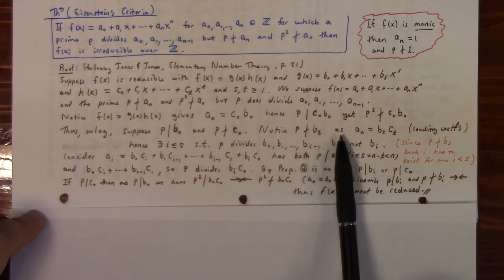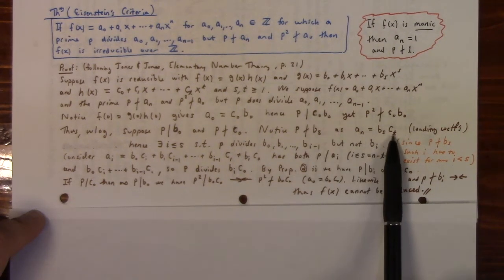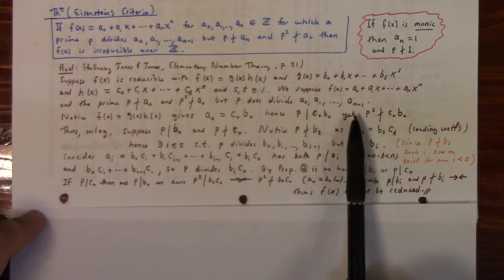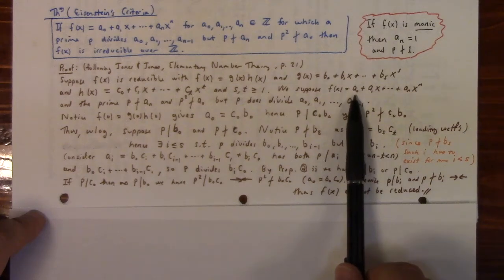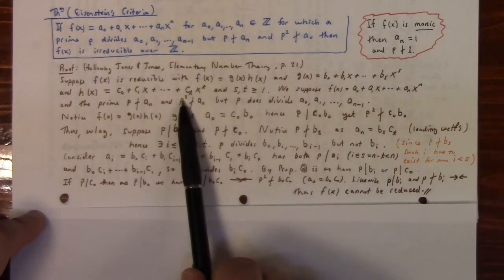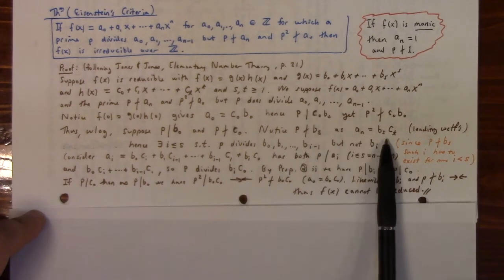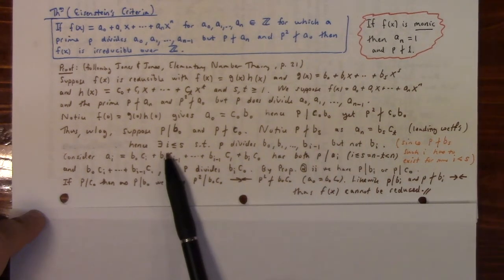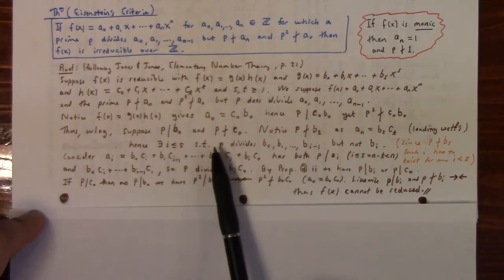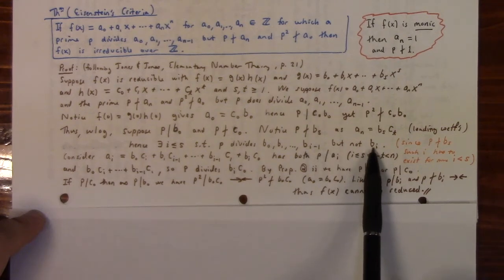So p does not divide b sub s. Why is that? Because if it did, then p would divide the leading coefficient. The leading coefficients of the reduction give you the leading coefficient of the thing they're reducing. a sub n would be b sub s times c sub t. So we know that p does not divide b sub s, because otherwise it would contradict p not dividing a sub n. Hence, there must exist some i less than s such that p divides everything up to that point, but not b sub i, because it doesn't divide b sub s, so we take the smallest such i.